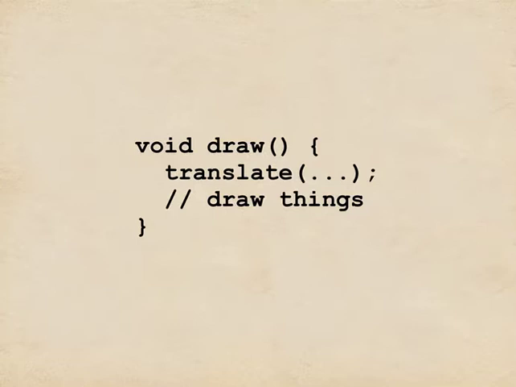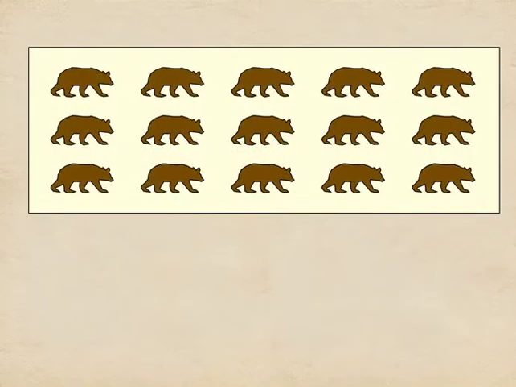Now that you know about translate, you can easily make a picture like this from our overview video. Just have a little routine that draws an object, and draw a whole bunch of them using translate to put each one where you want it.